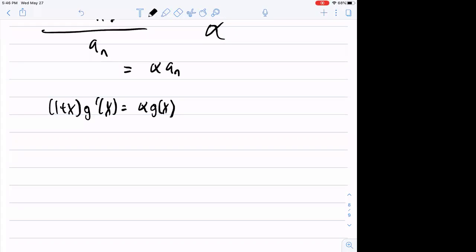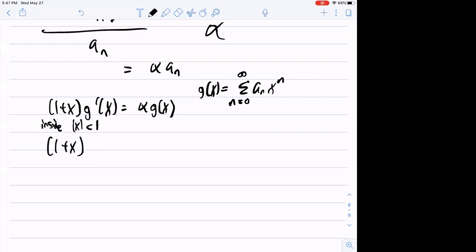Okay, so here, what was g? I forgot where the sum is. The sum from n equals 0 to infinity of a_n x to the n, right? Yeah. This is also calculation, so let's do it. So 1 plus x, and g prime is, well, what's the derivative? Inside the radius, so inside absolute value of x less than 1, we can differentiate term by term because that's the radius of convergence. And this is n a_n x to the n minus 1.